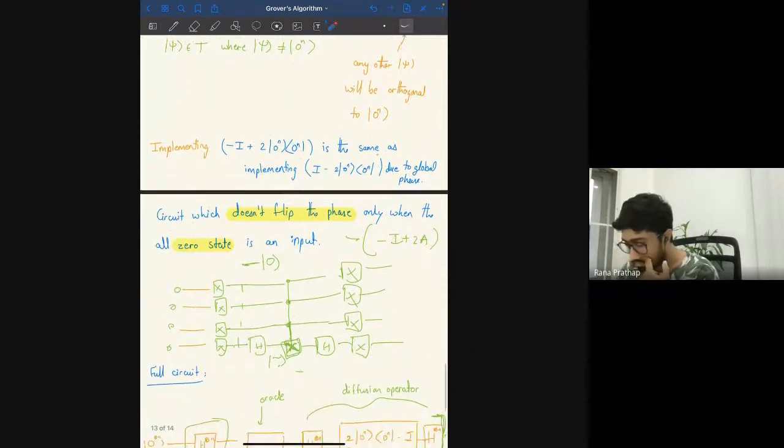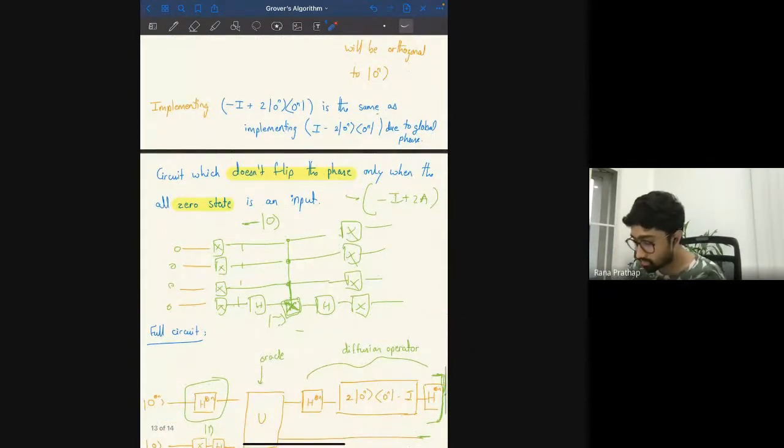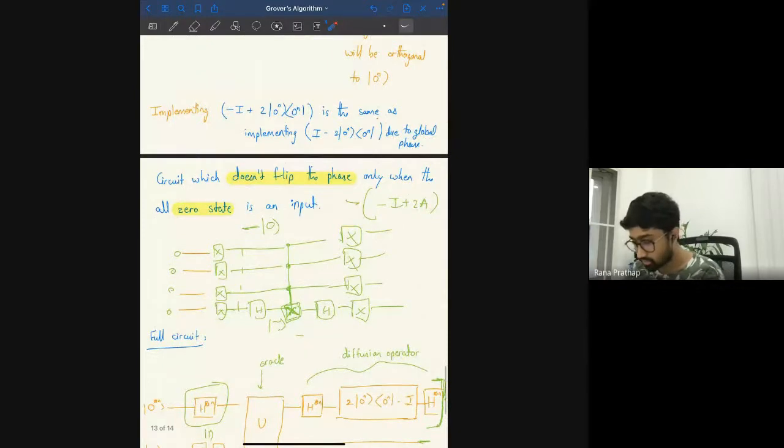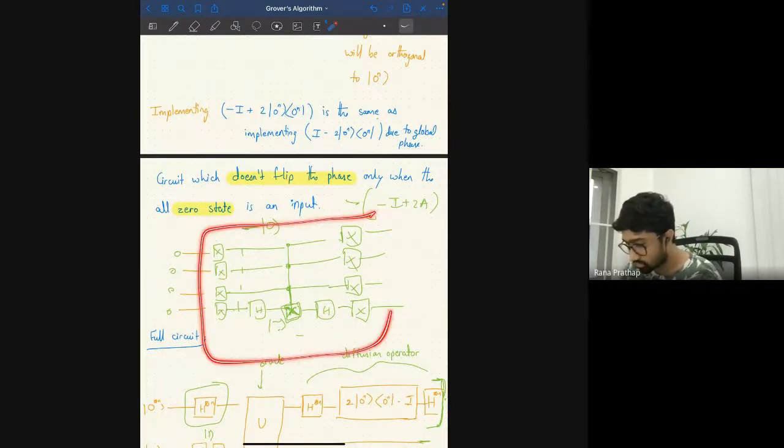So let's just see how you can implement it. And the best way to think of this is to look at what is happening. So this is the circuit that does it. What does it mean? How did you come all the way here?